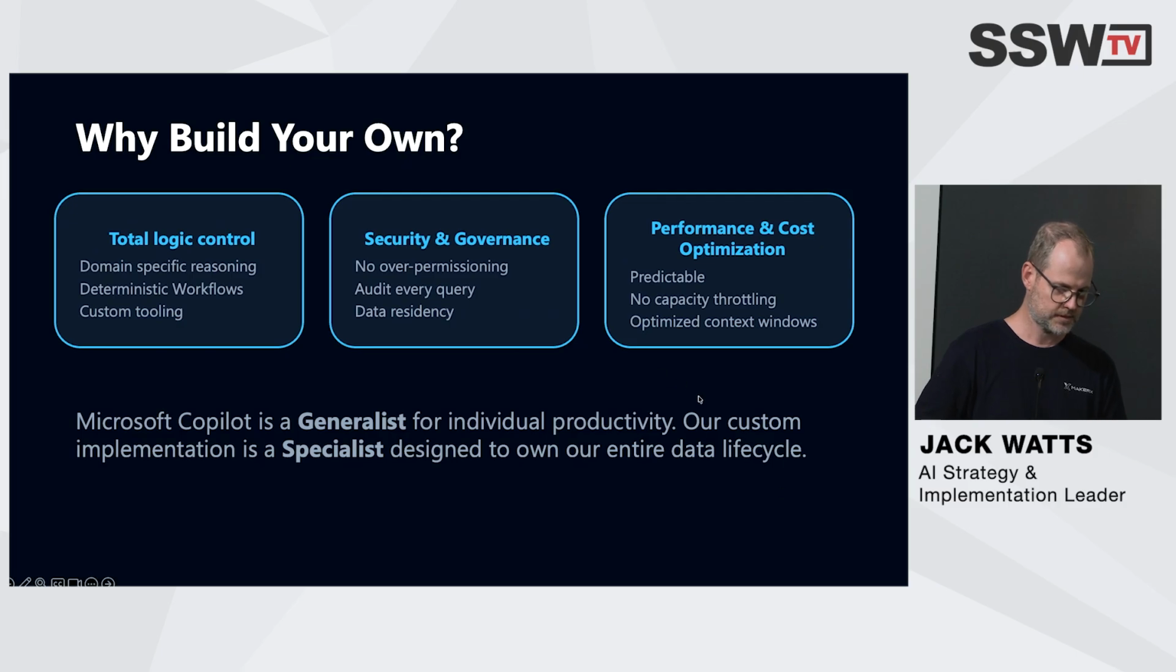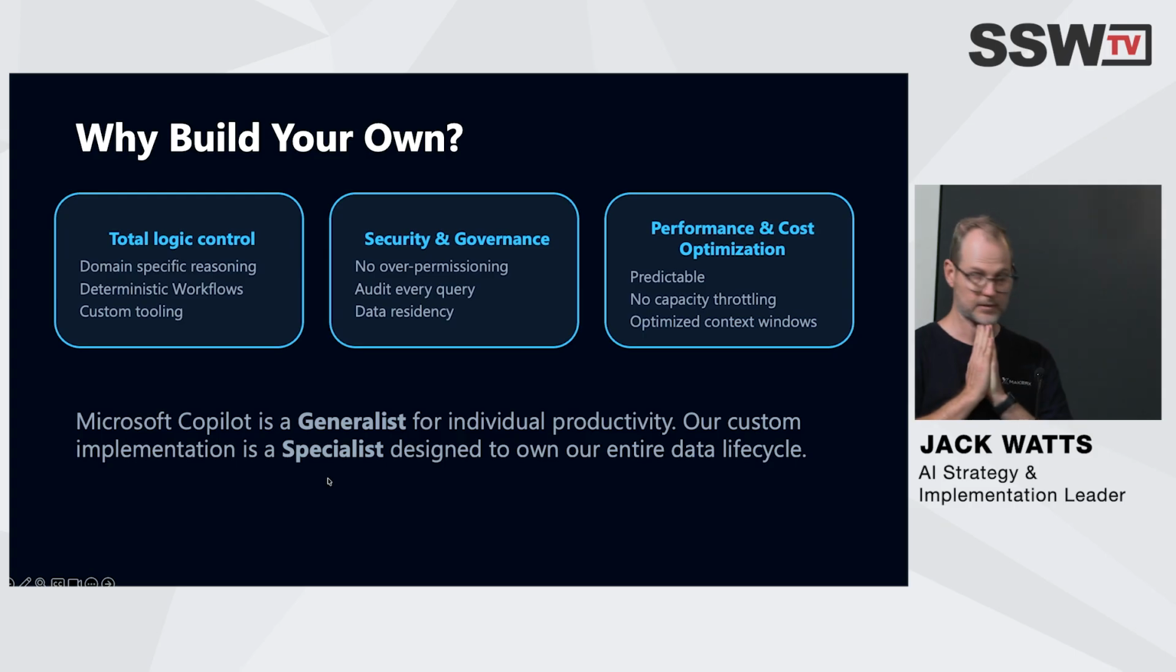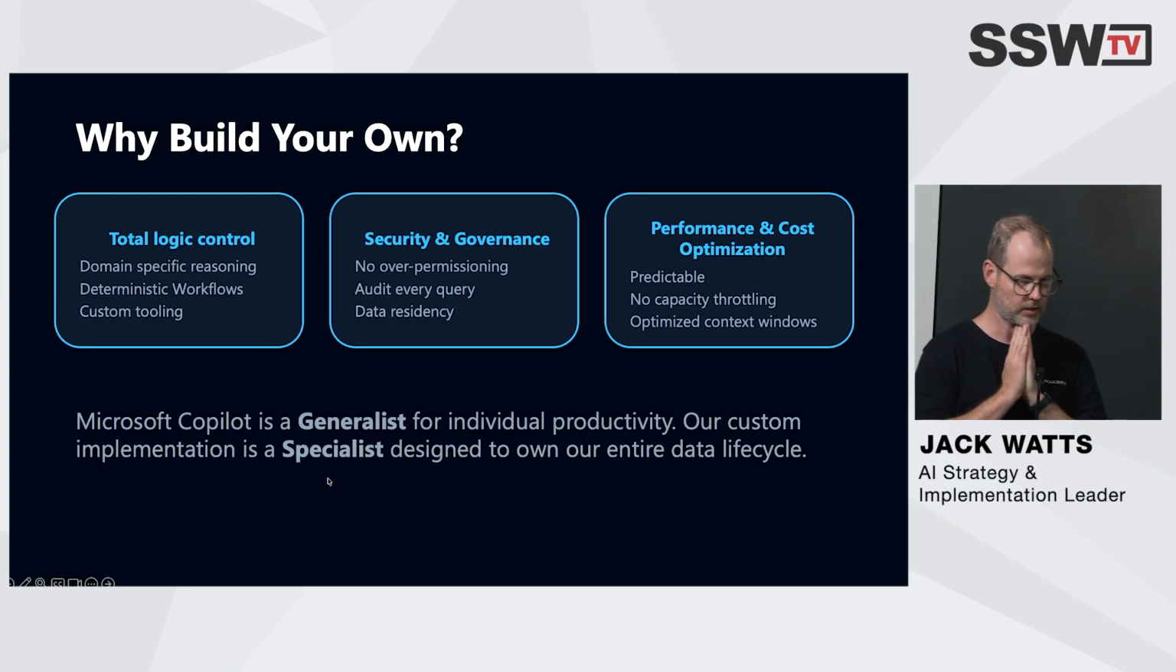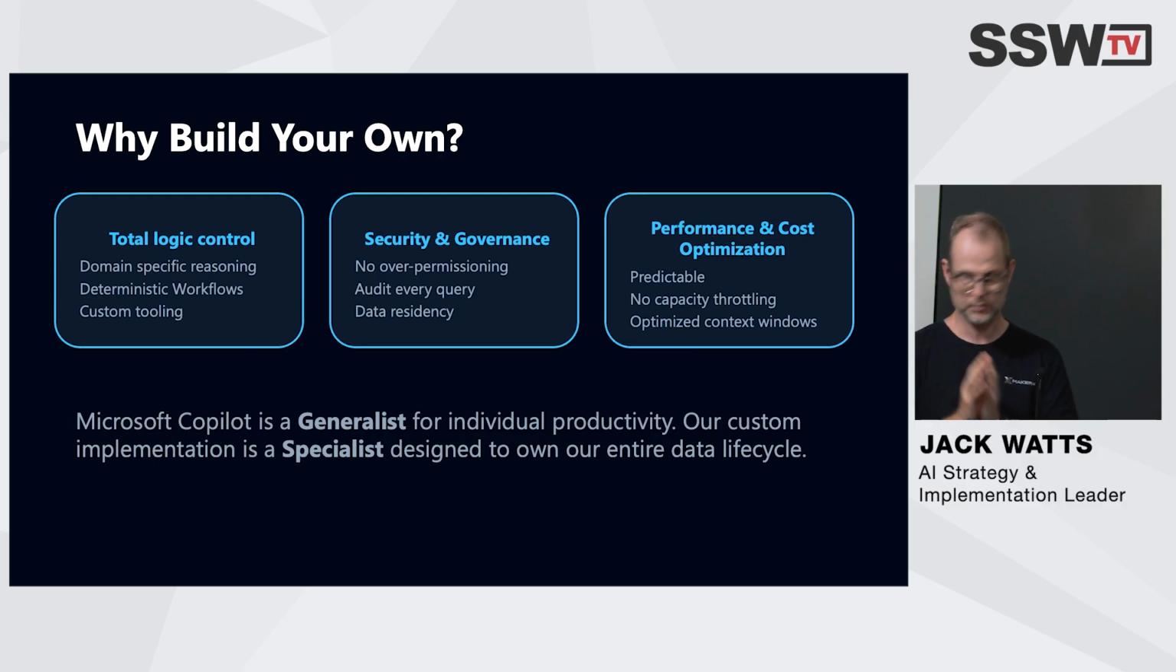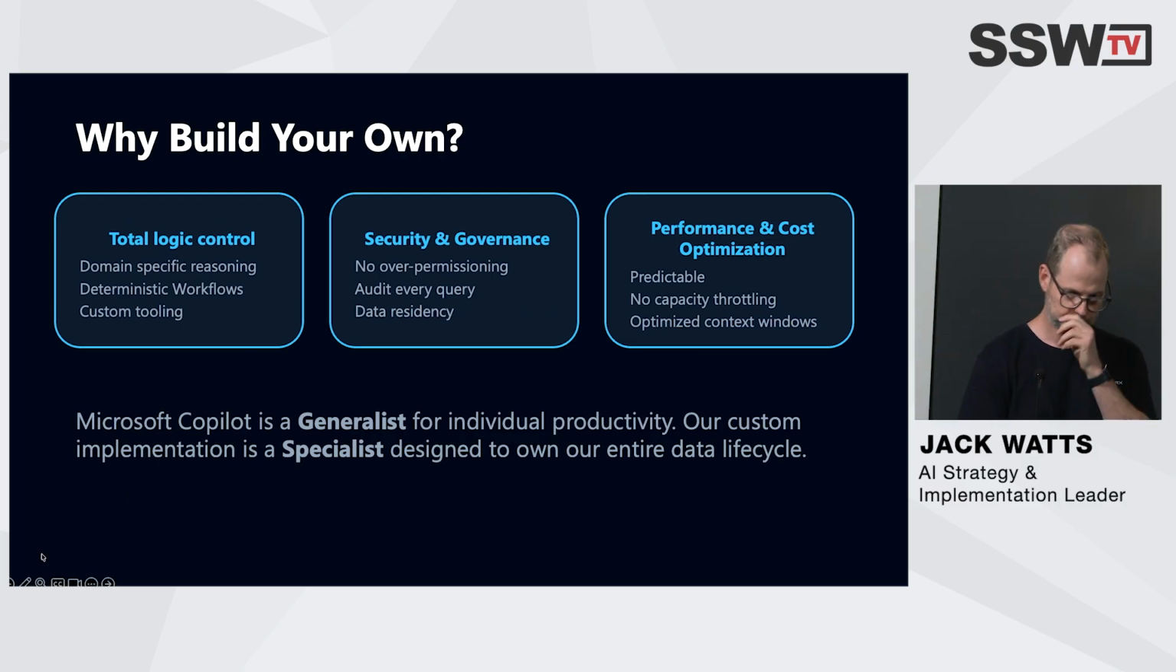The other thing, of course, is you've got performance cost optimization. You've got a good idea of what your costs are. There's no capacity throttling as well, so you're not limited by the number of seats or licenses that you've got. It's pretty much determined by how you put this together. So I guess probably the general statement is something like Microsoft Copilot is a great generalist. It's great at solving these high-level problems, individual productivity. But what we're looking at here is actually a specialist, which is quite familiar with the domain that you're working with. So how do we go about this?